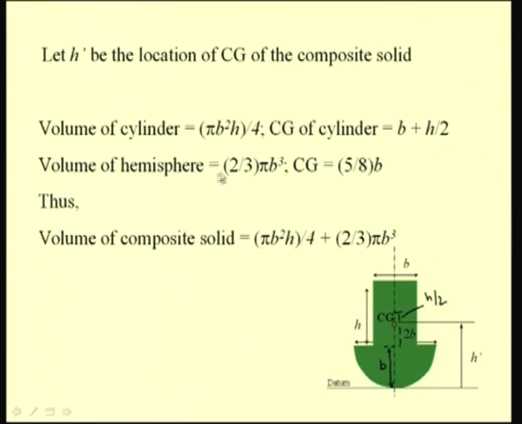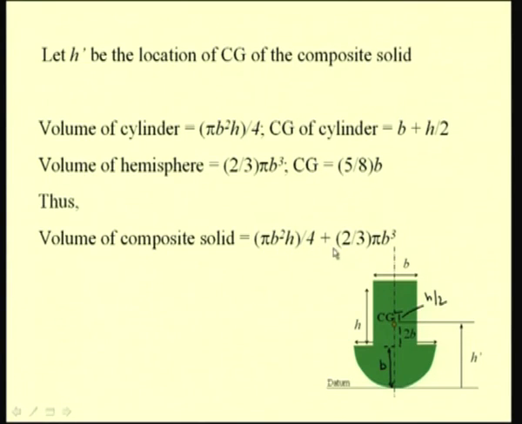The volume of hemisphere is 2/3 pi b cube, and the CG is located at 5 by 8 of B, so somewhere here from the datum. So, in order to compute the CG of the composite solid, we first compute the volume of the composite solid, which is equal to sum of these two volumes, that is the volume of the hemisphere and the volume of the cylinder, which is equal to pi b square h by 4 plus 2 by 3 pi b cube.